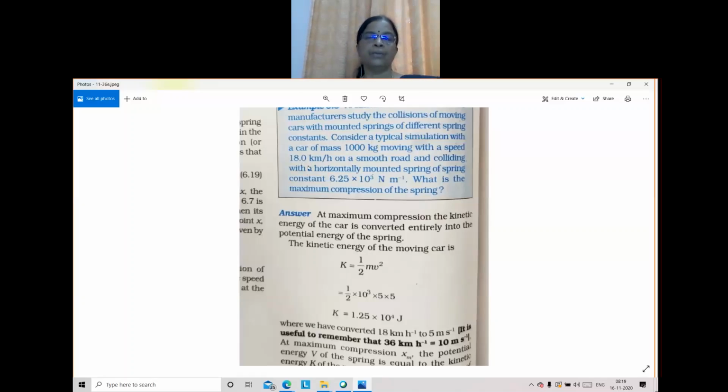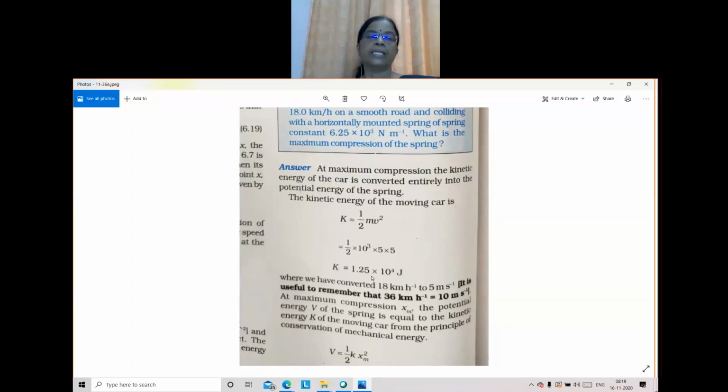How? Into 5 by 18. So 18 cancels, we get 5. So 5 square. So the kinetic energy we got is 1.25 into 10 raised to 4 joules. There we have converted 18 kilometer per hour into meter per second.